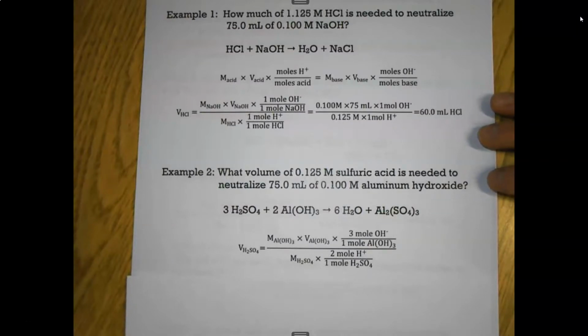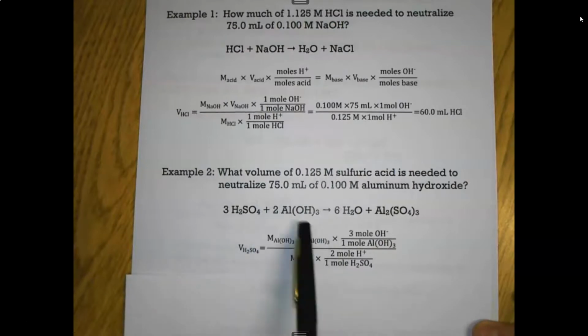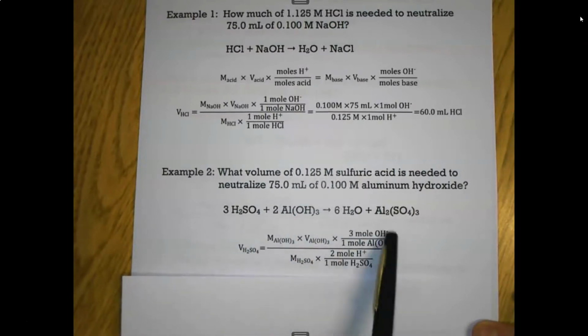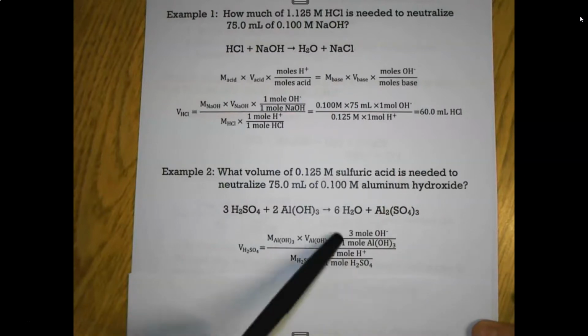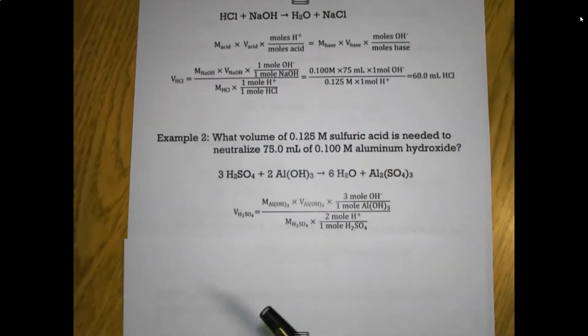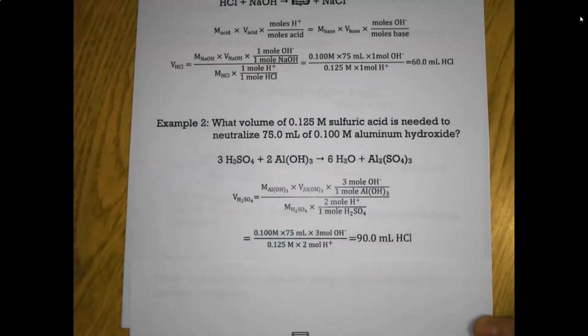That really doesn't change what I'm doing to the equation, however. Remember that it's not the coefficient out here that matters, it's how many OH minuses are in the aluminum hydroxide. So for every 1 mole of aluminum hydroxide, I have 3 moles of OH. For every 1 mole of sulfuric, I have 2 moles of H+. So this mole ratio area becomes much more complicated, obviously, because you have more than one H+ and OH-. But the setup is still the same. Mathematically, however, notice that I get 90 milliliters instead of 60 milliliters because of the variation in the mole ratio.